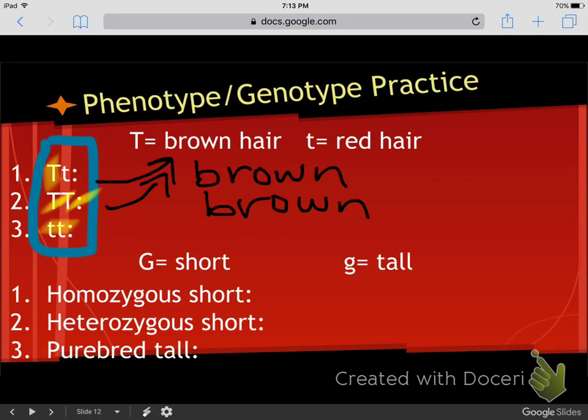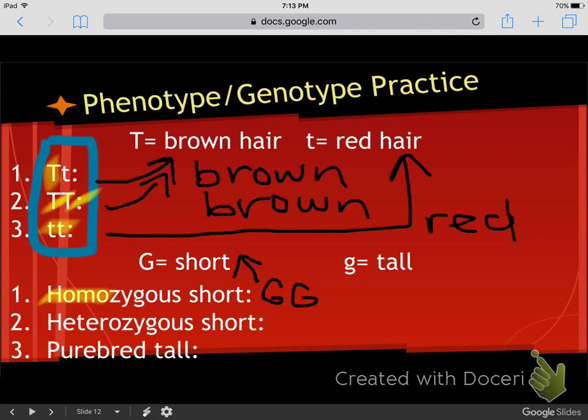The third example are two lowercase letters, and whenever you have two lowercase letters, the only trait it can get is the recessive one, so its phenotype would be red here. The next part describes the different phenotypes, and you have to come up with the genotype. So if it tells you that it is homozygous short, homo means two of the same, and short is represented by big G, so two of the same uppercase letters, big G, big G.